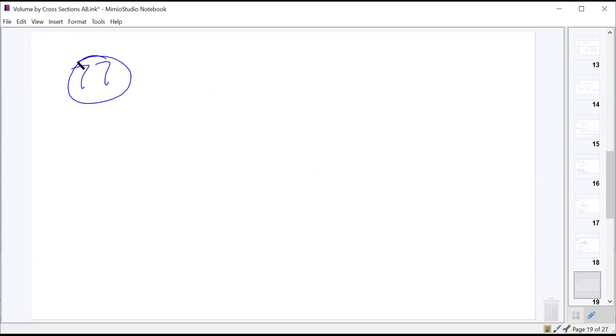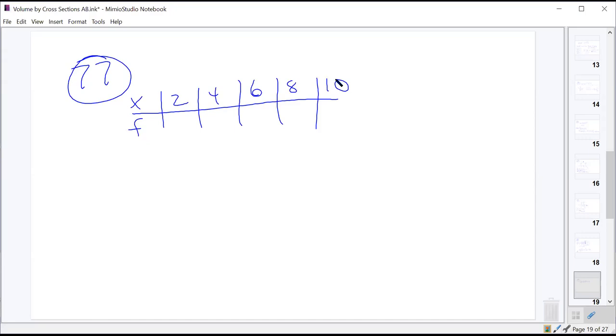All right, they give us another chart. For people that don't have the book in front of them or their paper in front of them, we'll write out the chart. There's X, 2, 4, 6, 8, 10, and 30, 25, 20, 25, 30.